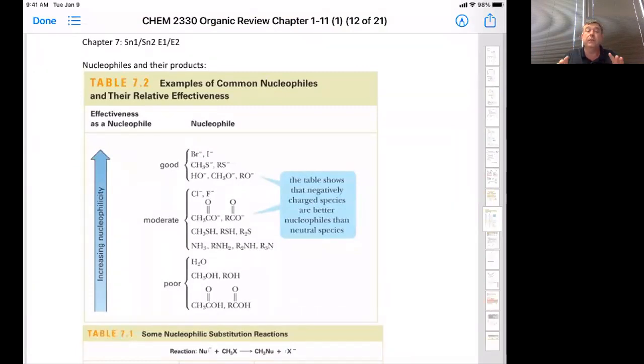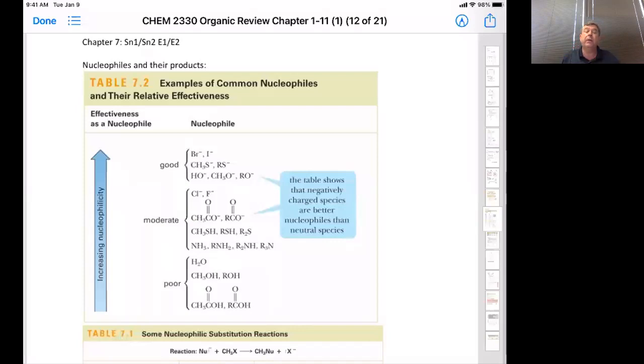Sulfur is big and fluffy. Bromine is big and fluffy. Iodine is big and fluffy. And then the oxygens are also very good nucleophiles. Now, if we move down to where that negative charge is not localized on one area, or we have smaller ions, they're not as good.